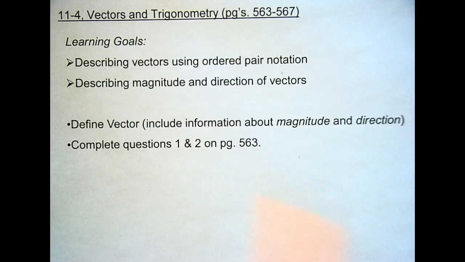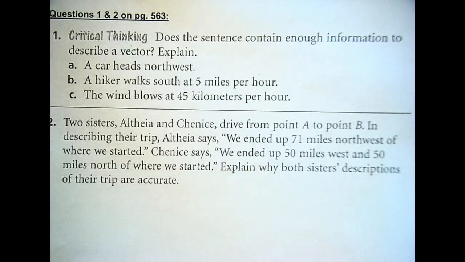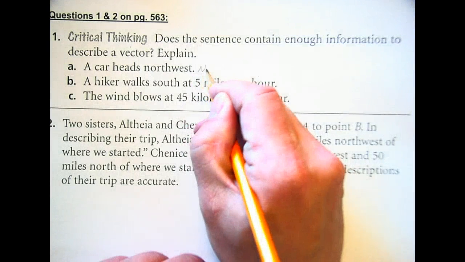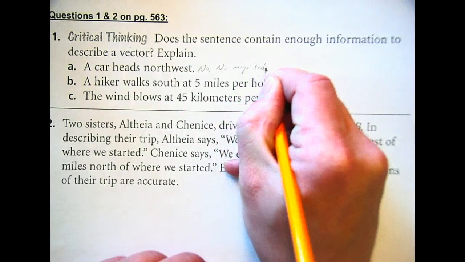Very cool. Okay. All right, so questions 1 and 2 on page 563. Number 1 says, does the sentence contain enough information to describe a vector? All right. Volunteer? Nick, part A? Nick says yes. No. It doesn't have the magnitude. Hold on. Go ahead, Nick. Okay, so it gives a direction, right? Doesn't give a magnitude, so this one won't work. There's no magnitude. Okay, so you have to have magnitude and direction.